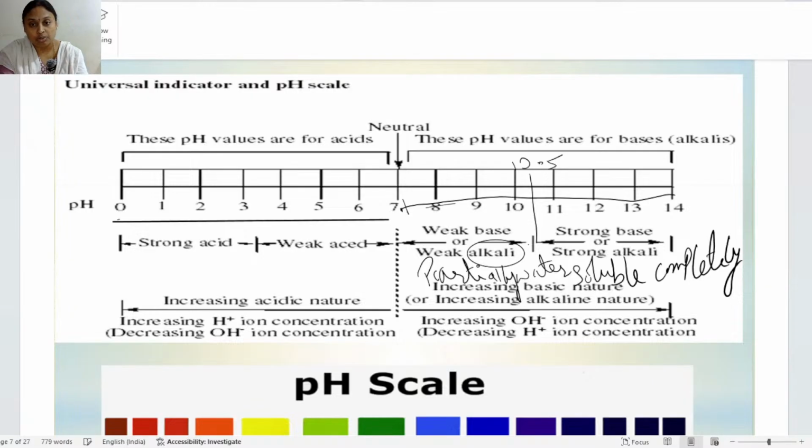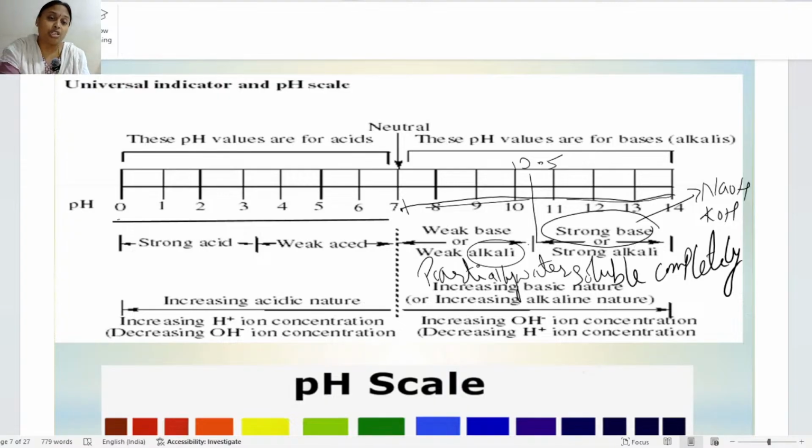From here to here, called weak bases. From here to here, these are going to completely dissolve in water. That's why these will be known as strong alkalis or strong bases. According to our NCERT textbook, if we see sodium hydroxide and potassium hydroxide, only these two are given as strong bases. Remaining all bases will be given as weak bases.